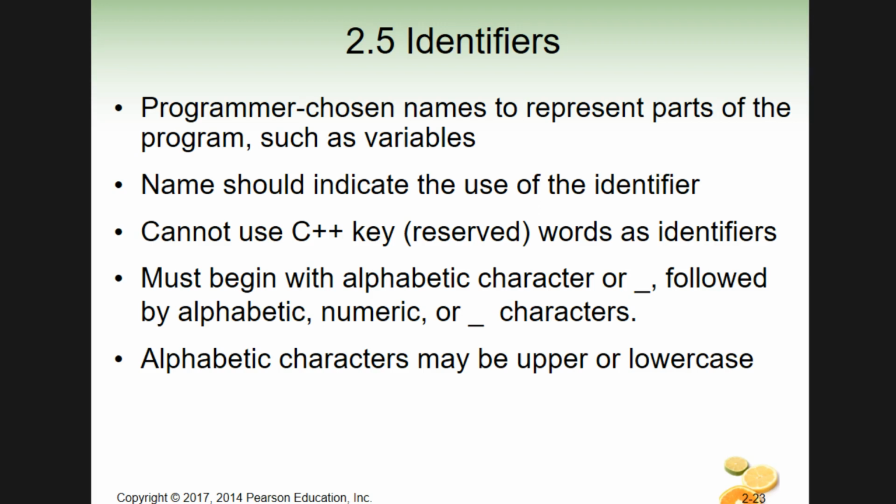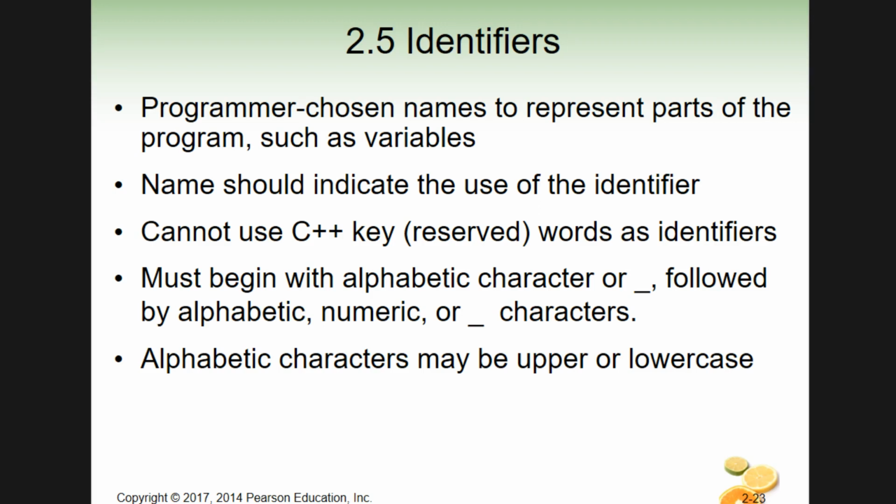It could be something that takes a long time, goes across a lot of different files, has thousands of lines of code, those kinds of things. So naming conventions are really important. Names should definitely indicate the use of the identifier, and we'll look at some examples in the next couple slides so you can kind of see that. You can't use reserved words.